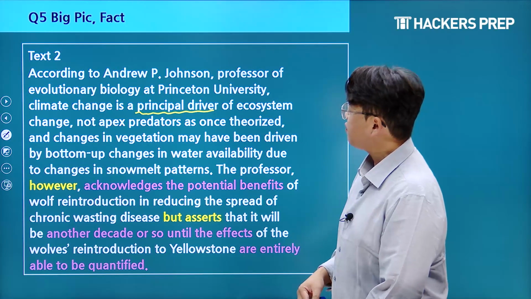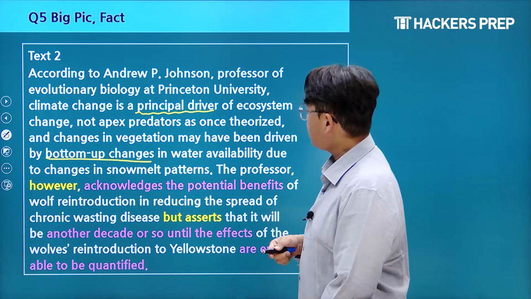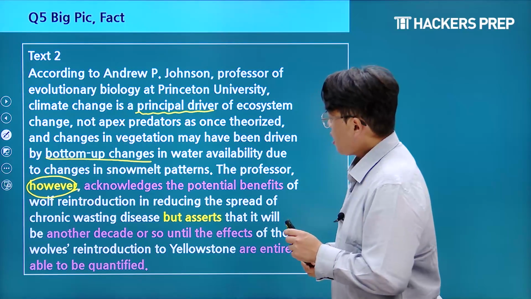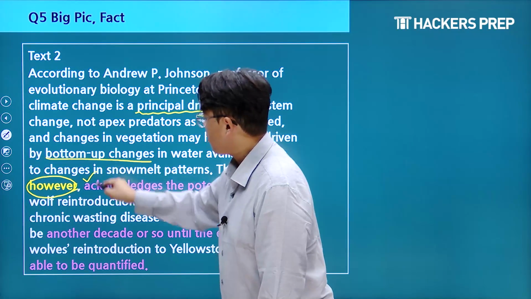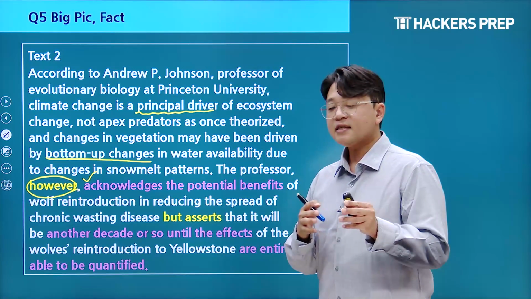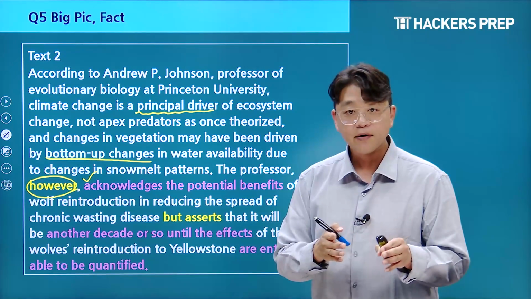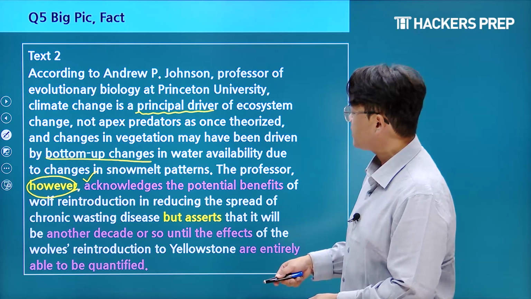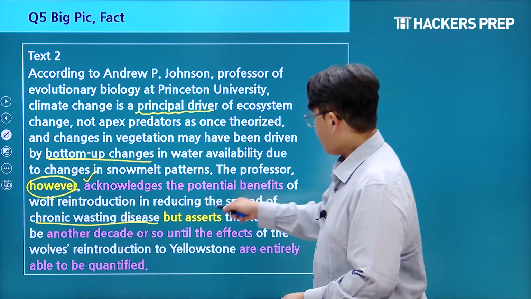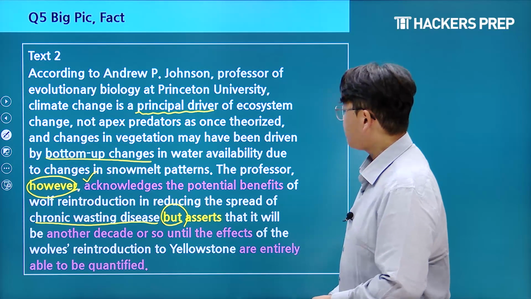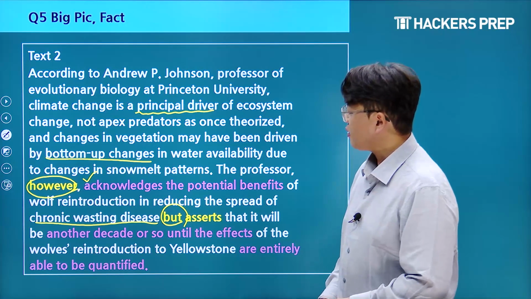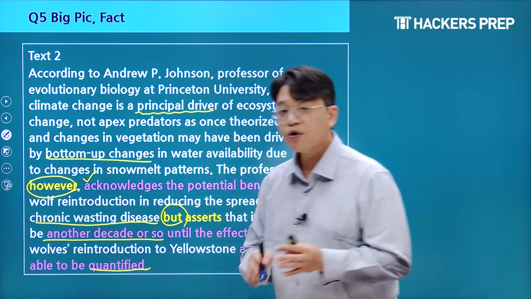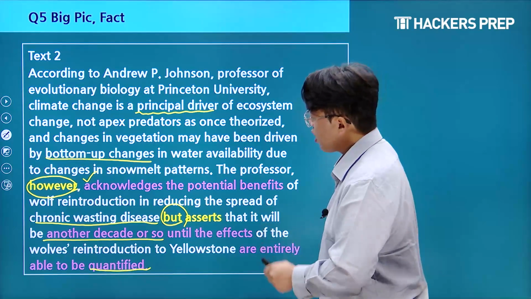And changes in vegetation may have been driven by bottom-up changes in water availability due to changes in snow melt patterns. The professor, however, so this may be a point where the passage pivots, acknowledges the potential benefits. So there's a partial acknowledgement here. Whenever you see a partial acknowledgement, you can safely anticipate that it would pivot again at some point, because it's a typical pattern of concession and rebuttal. Johnson acknowledges the potential benefits of wolf reintroduction in reducing the spread of chronic wasting disease. So it's beneficial in reducing a certain type of disease, but asserts that it will be another decade or so until the effects of the wolves' reintroduction in Yellowstone are entirely able to be quantified. It would take more than 10 years to put into numbers the effect of reintroducing apex predators. So let's keep that position in mind.